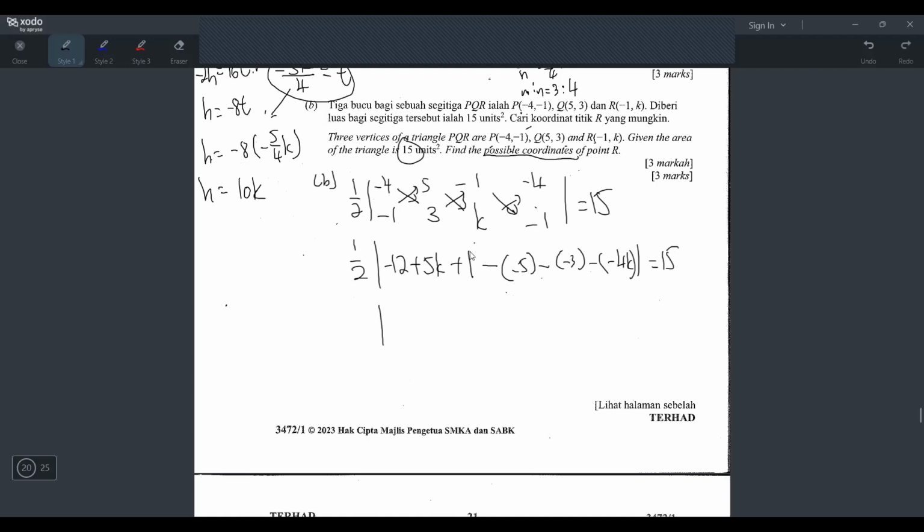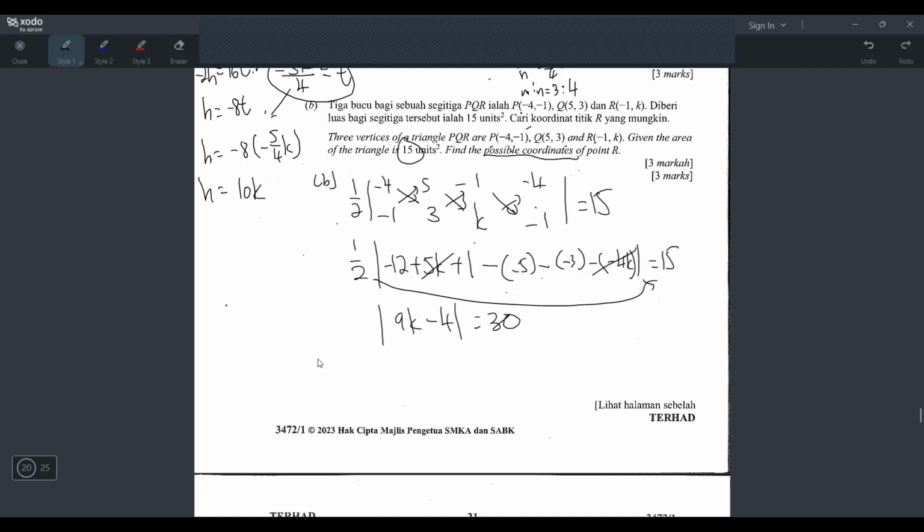K with K we can make 5k plus 4k, 9k, because minus minus becomes plus, right? So this one and this one are done. Negative 12 plus 5 plus 3, you can use a calculator. So negative 4, right? And the 2, you can move it to the other side, becomes times 2. So 15 times 2 is just 30.